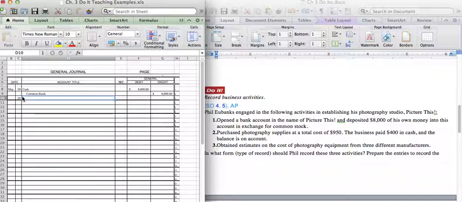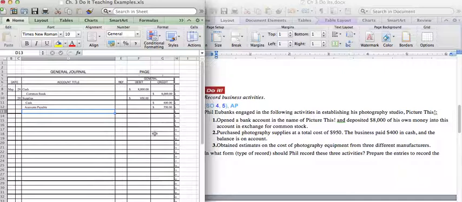We'll use the same date. Our debit is supplies, $950. Our credit, remember, we're going to indent. One of them is cash, and that is $400. And the other is going to be accounts payable. So even though we would subtract $400 from $950, we still owe $550. So looking at this, our two credits equal our one debit.